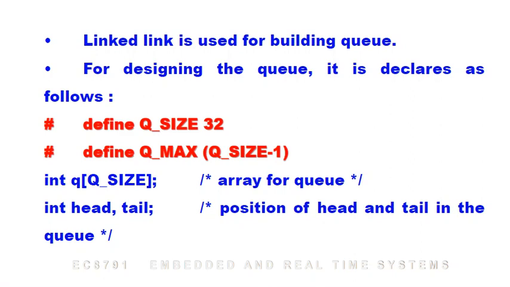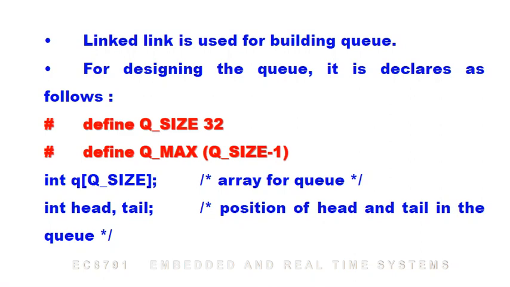For designing the queue, it is declared as follows. Here it is a C program. Define queue size as 32. We define the queue size as 32. Then the queue maximum is how much? Queue size minus 1. Therefore, 32 minus 1.